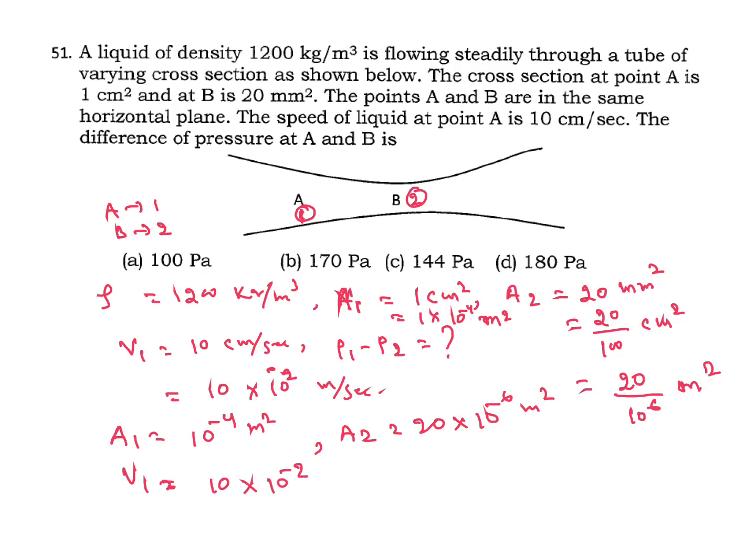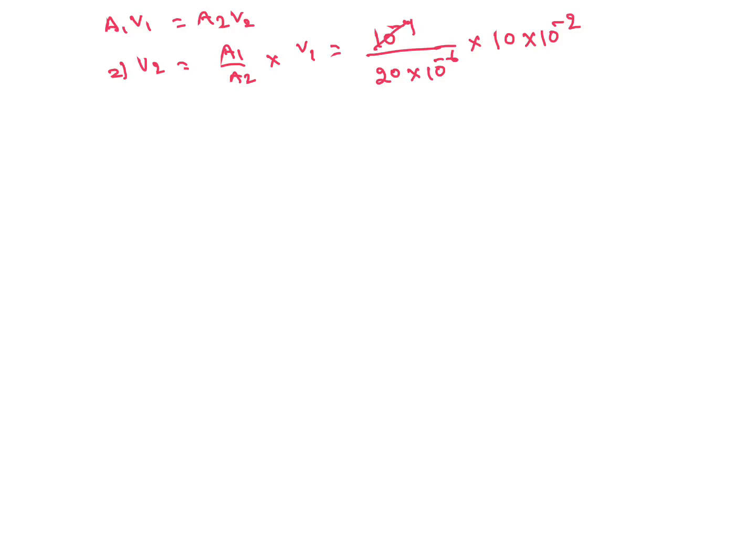To calculate V2, continuity equation we have to apply. A1 V1 equal to A2 V2. So V2 equal to A1 by A2 into V1. Cancel, then V2 equal to 10 by 20, or 0.5 meter per second. Again we will apply Bernoulli's equation.